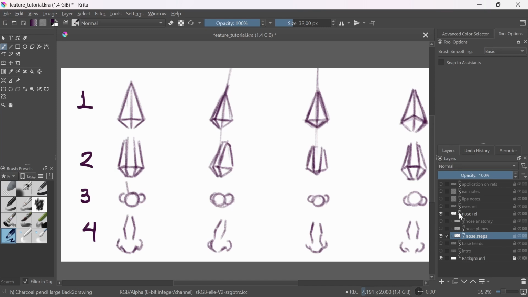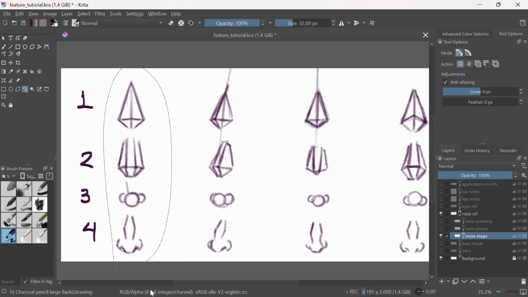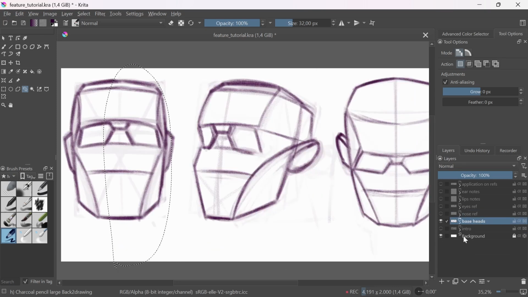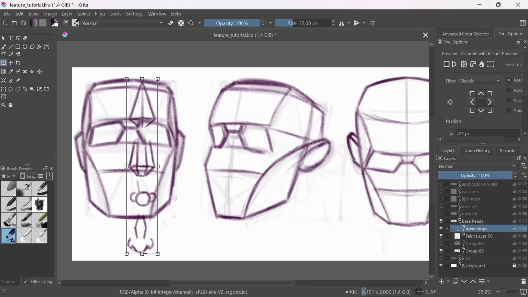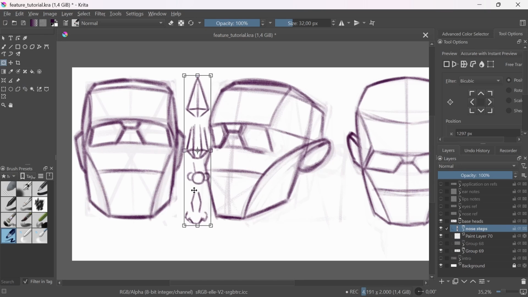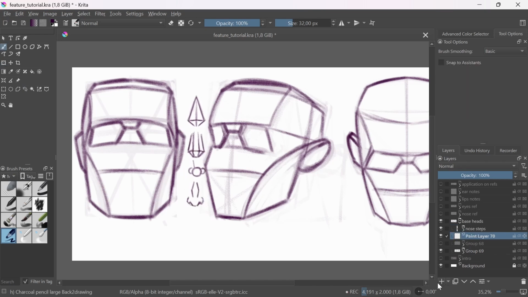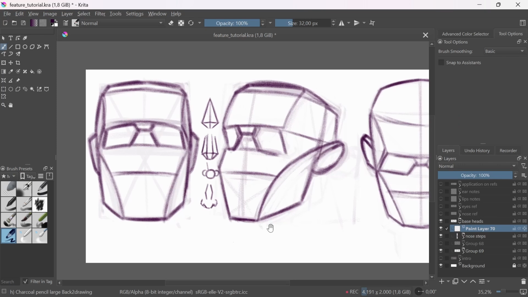So if we want to see this as a stepped approach, then I can just quickly get these 4 steps just to have them in mind, and then go over the base heads here and just paste the steps here, so we can have a look at them on the right side and see how we approach this in the different angles.